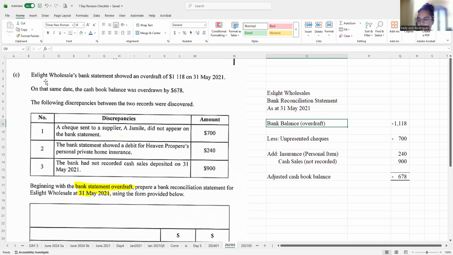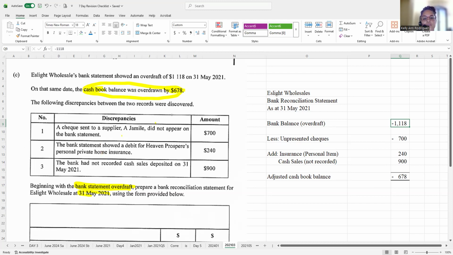Enslite Wholesale bank statement showed an overdraft of 1118 on the 31st of May 2021. So you have a bank balance overdraft. You have to put it in as a minus, right? So you have a minus you're starting with. On that same date, the cash book balance was overdrawn. So you have an overdrawn balance in your cash book. Now, this is not your cash balance in your cash book. So they're giving you a bank balance of 678, an overdrawn balance, which is a minus again, in your cash book for 678.